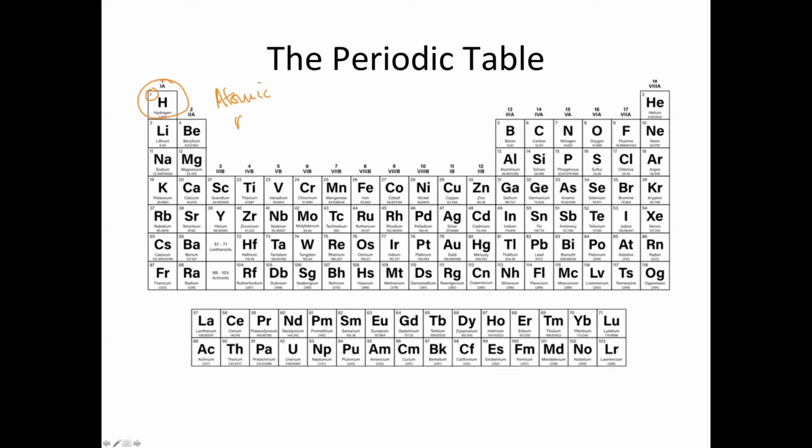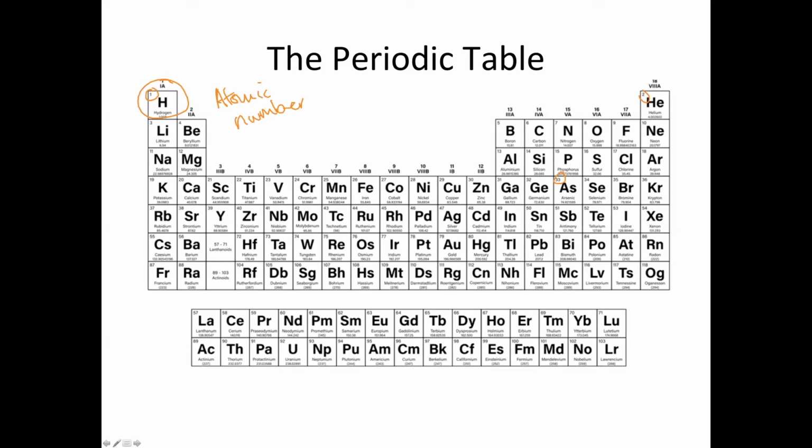And the atomic number is specific to every individual element. So every different element has its own atomic number. If we take helium, for example, that's got the atomic number 2. Arsenic has atomic number 33. So every element can be identified by its atomic number because that's special to it.